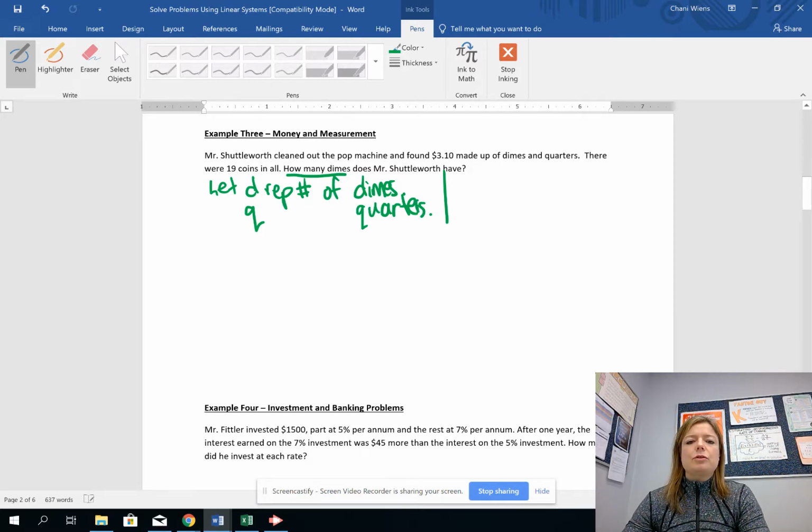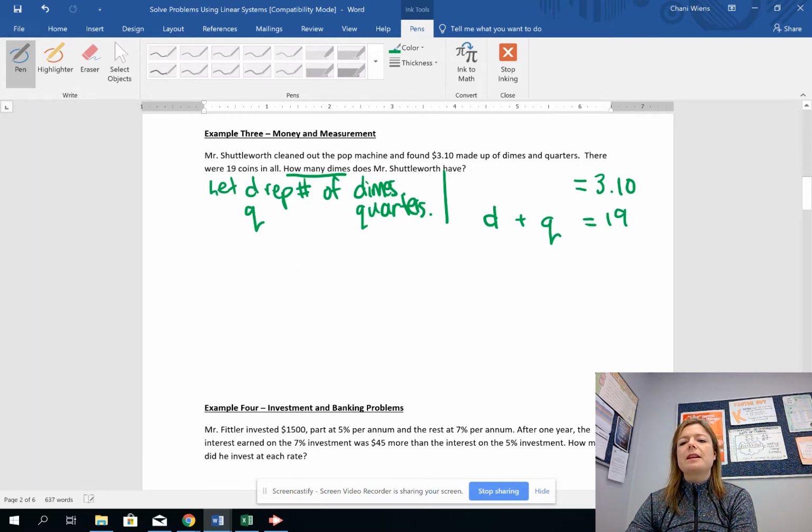Now we have to come up with 2 equations for our 2 unknowns. Notice we have 2 totals. We have a total of 310, which is money, and we have a total of 19, which is number of coins. So if this is number of coins, then what we're adding together should be the number of each type of coin. Well, D just represents the number of dimes, and Q just represents the number of quarters. So the number of dimes plus the number of quarters equals the total number of coins.